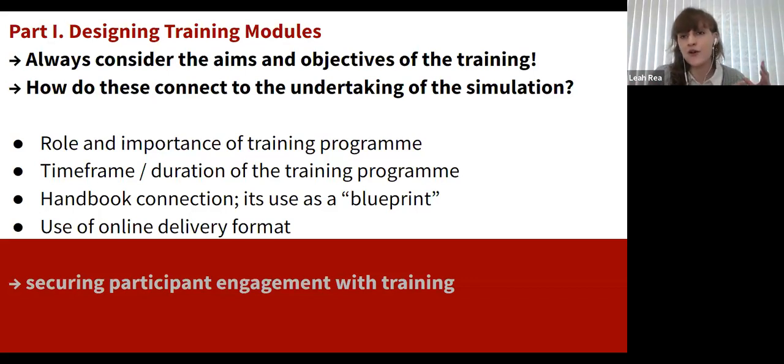If we recognise how important the training is to the simulation, that therefore means when we design the training and we deliver the training, we must always be focused on the broader aims and objectives, but how do we ensure participants are engaging with the training so that we ourselves can achieve those aims and objectives.